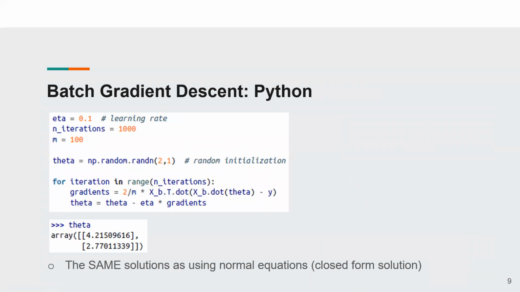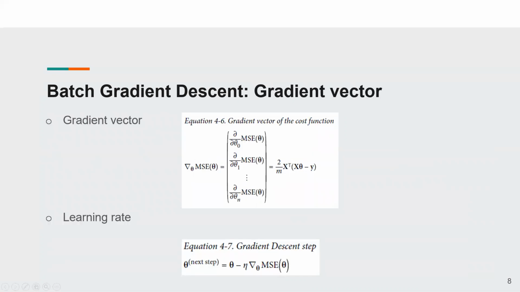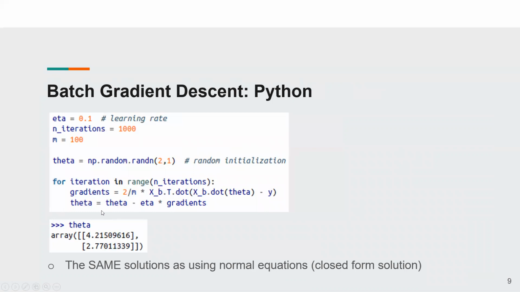In Python specifically, what you can do is just do what we just said. Let's look at what you would be doing. For n iterations, each time you calculate your gradients based on the function that we just saw, and then you update your theta based on theta minus eta times the gradients. By doing this, you are able to come back with your theta estimate, which is the same solution as using normal equations, because we know normal equations are a closed form solution.